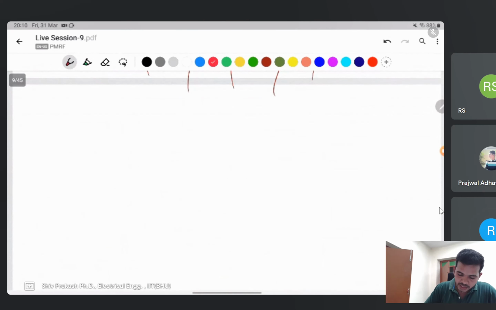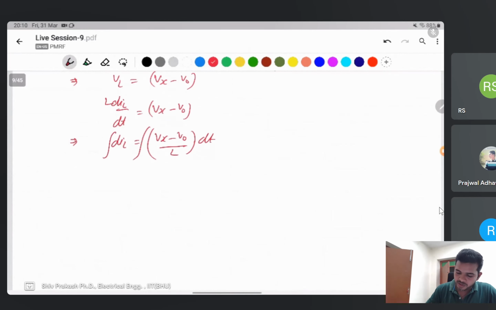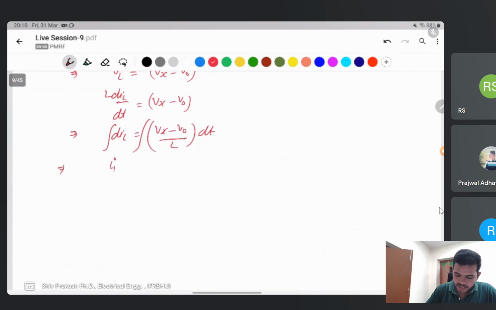Yeah, then you can say if VL is written as Vx minus V naught, then L di by dt is equal to Vx minus V naught. Then dIL is equal to Vx minus V naught divided by L into dt. Integrate both sides. If you integrate, then IL is Vx minus V naught divided by L into time t plus some constant. If you integrate this one, you find some constant K, which is the same as I L minimum at that time.